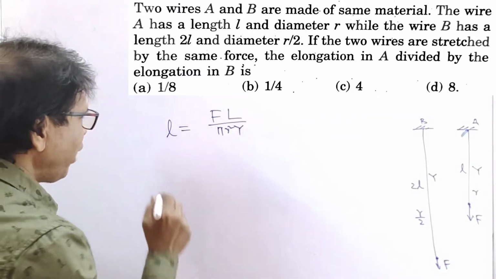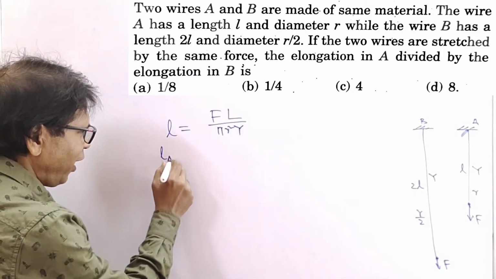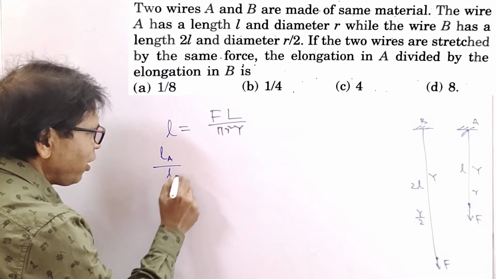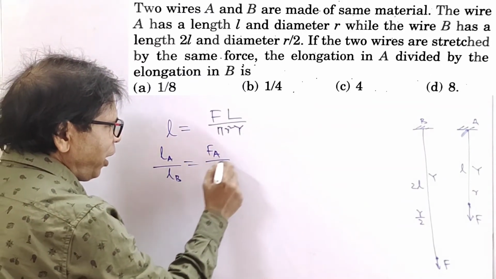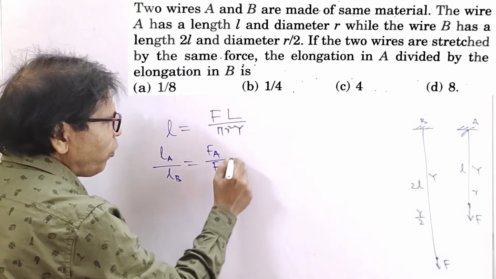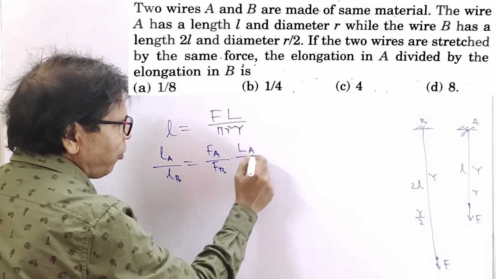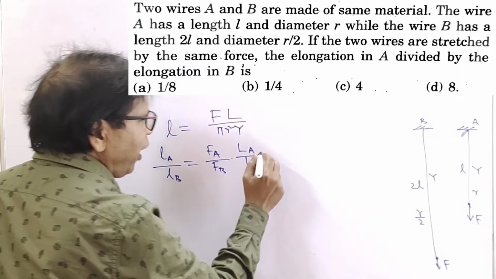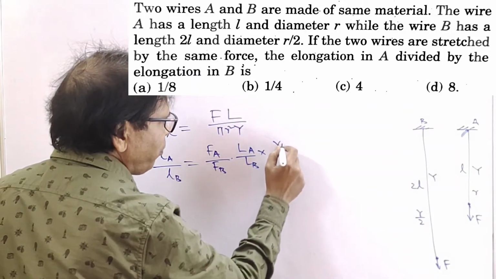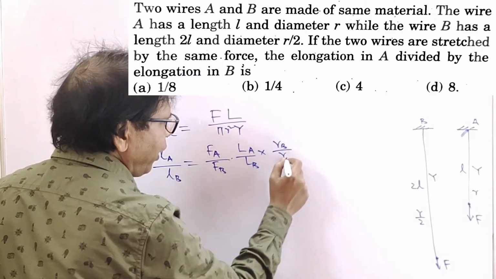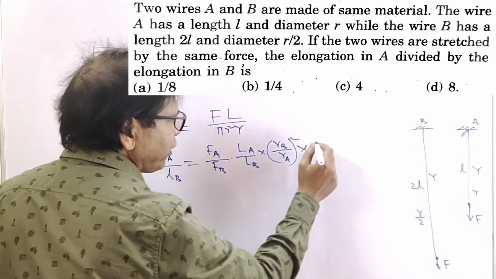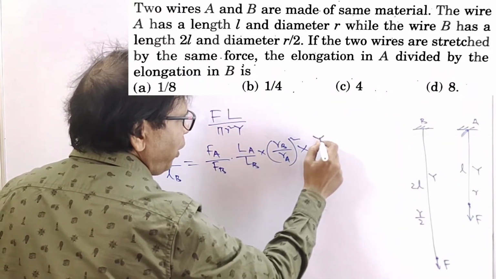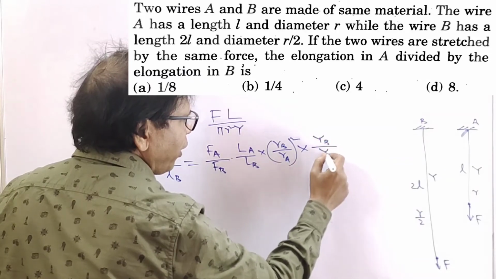Okay. Now look at this. This is LA by LB. This is FA divided by FB. This is LA by LB, and this is RB by RA, the whole square, into YB by YA.